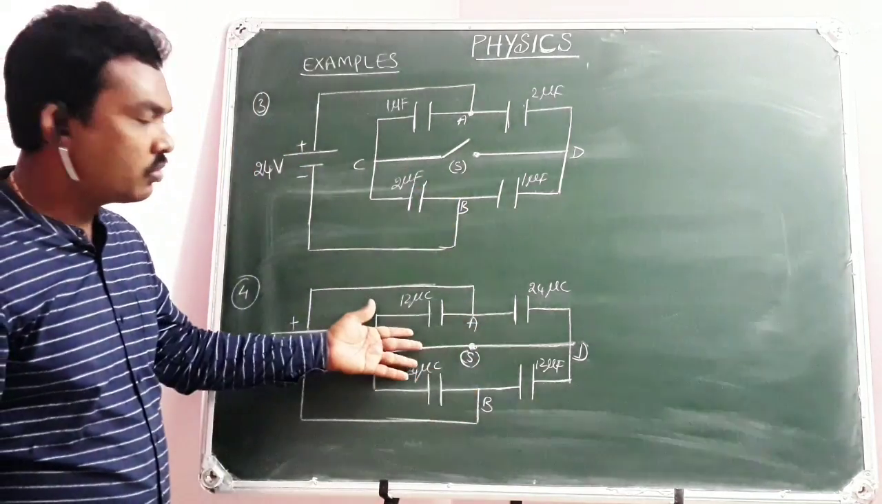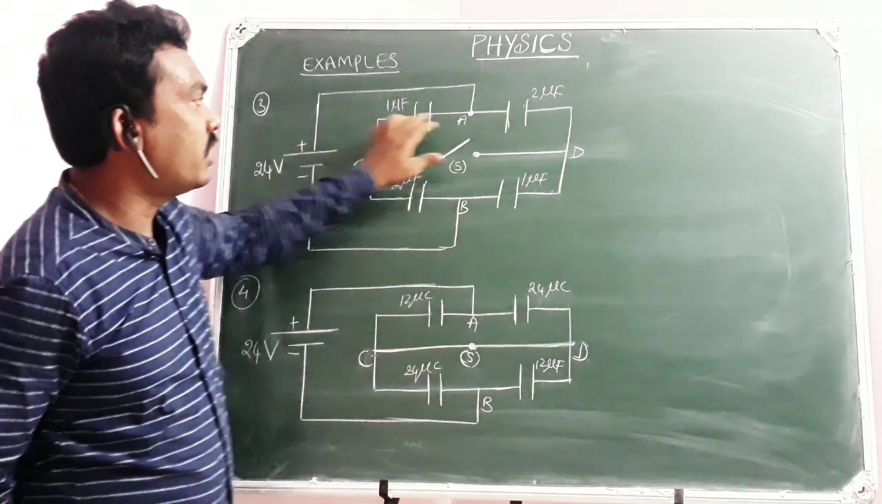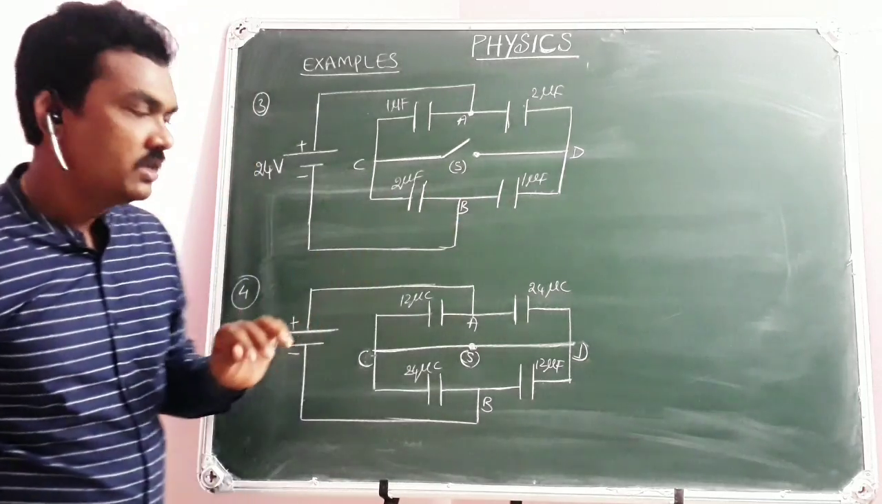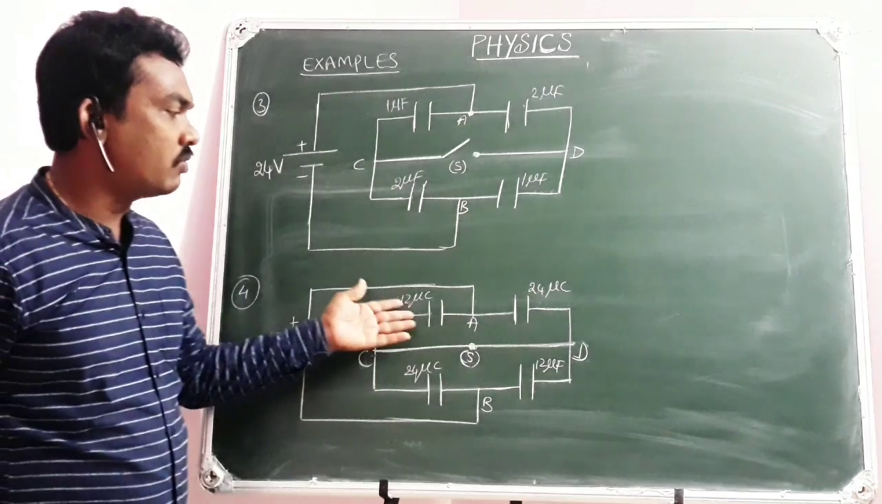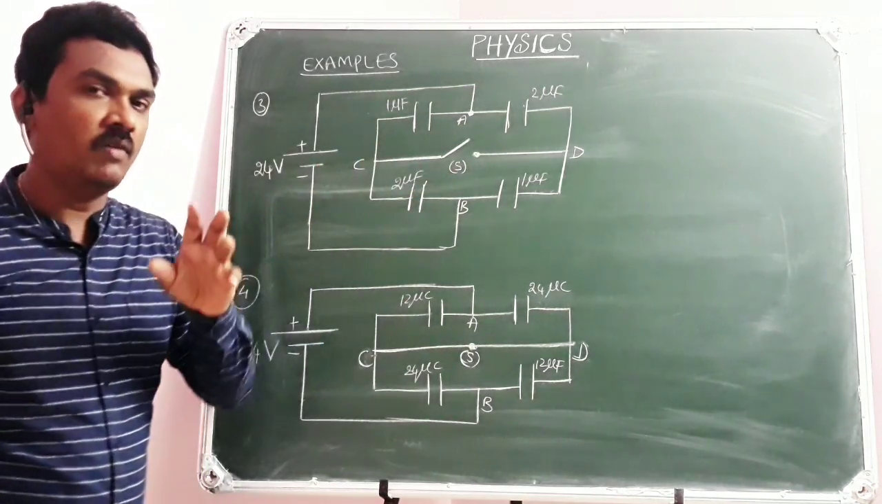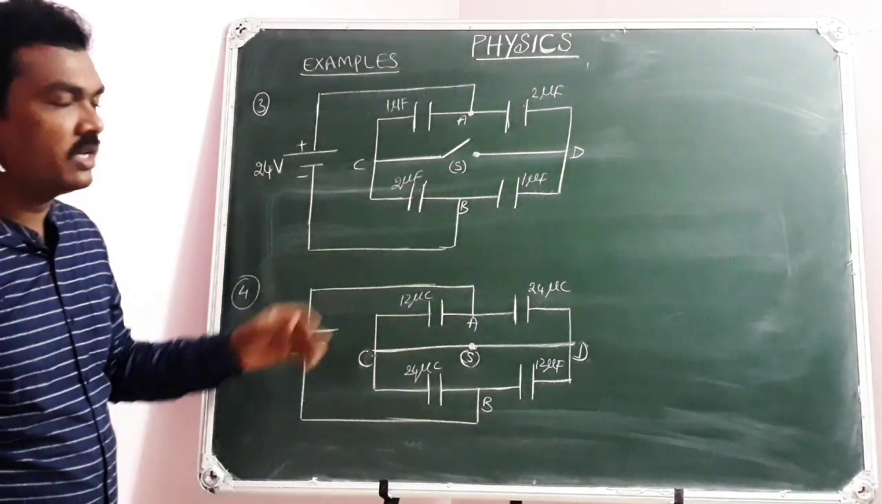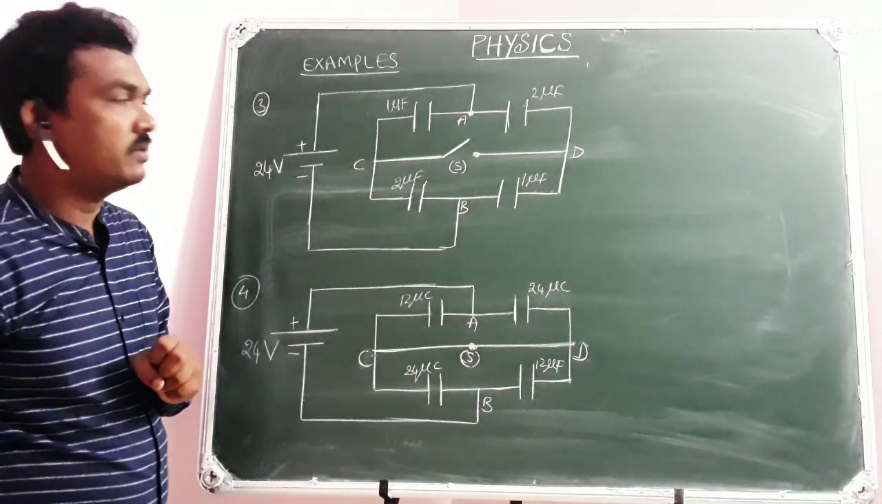Of course, you can do this question taking the same capacitor values. Here I mentioned capacitors 1, 2, 2, 1. Here 12, 24, 24, 12. Of course, this question can be solved with 1, 2, 2, 1, or with the 12 and 24 combination. However you solve, just for a change, I have taken different numericals. But first try to learn the concept in the question.